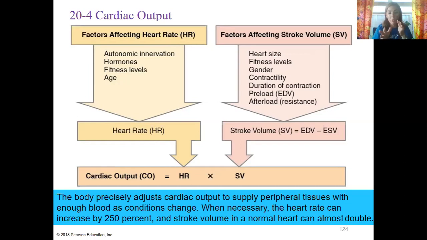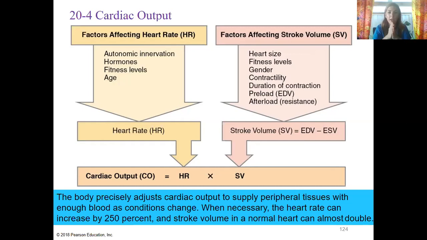Ultimately, the body is going to adjust your cardiac output in order to make sure that as conditions change, there is a sufficient amount of blood to provide to your tissues. You are not going to have the same cardiac output while you are sleeping as you would while you're running a 5K.